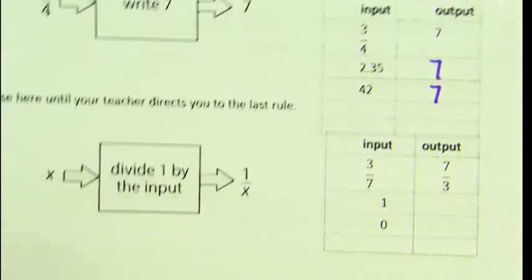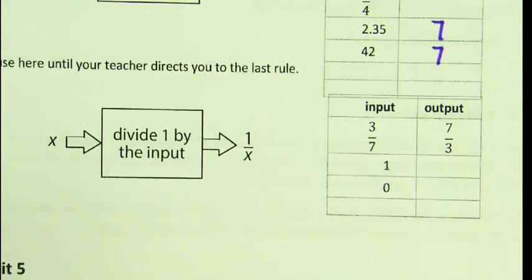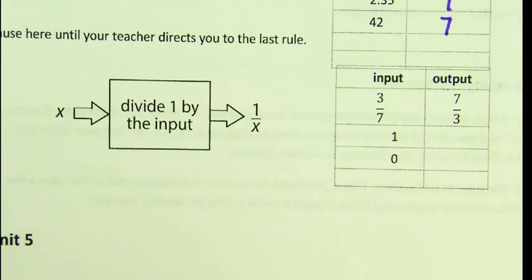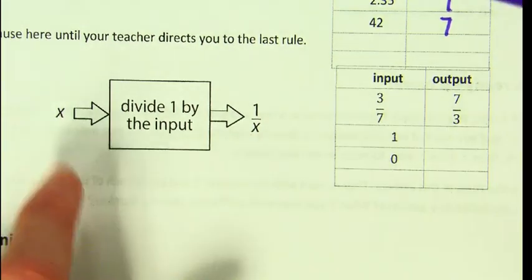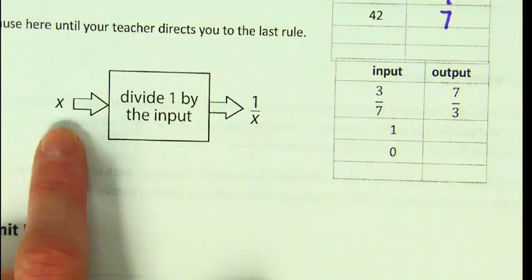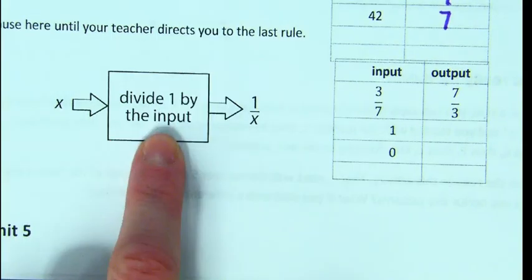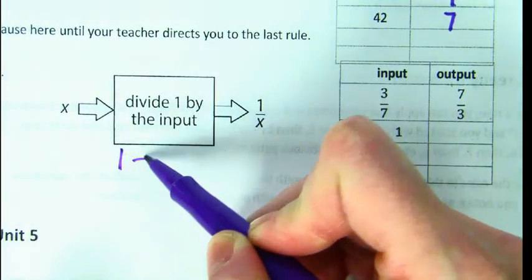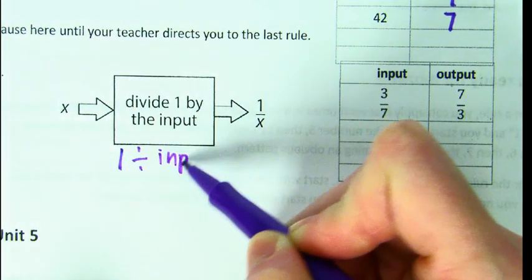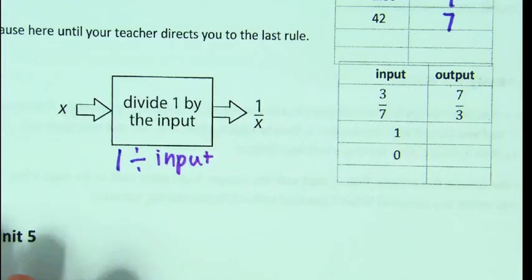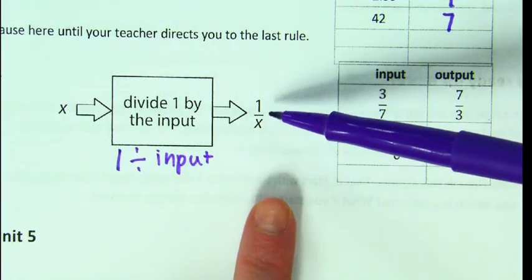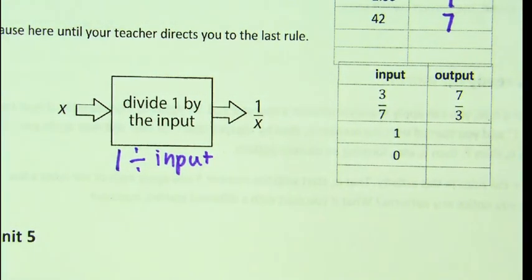The last one on this page gets a little bit trickier, but it's really not bad once we think about what's happening. So, number 4, our input is x. Our rule is to divide 1 by the input. So we're saying 1 divided by the input. And somehow they get 1 over x. Fractions are just division, right?